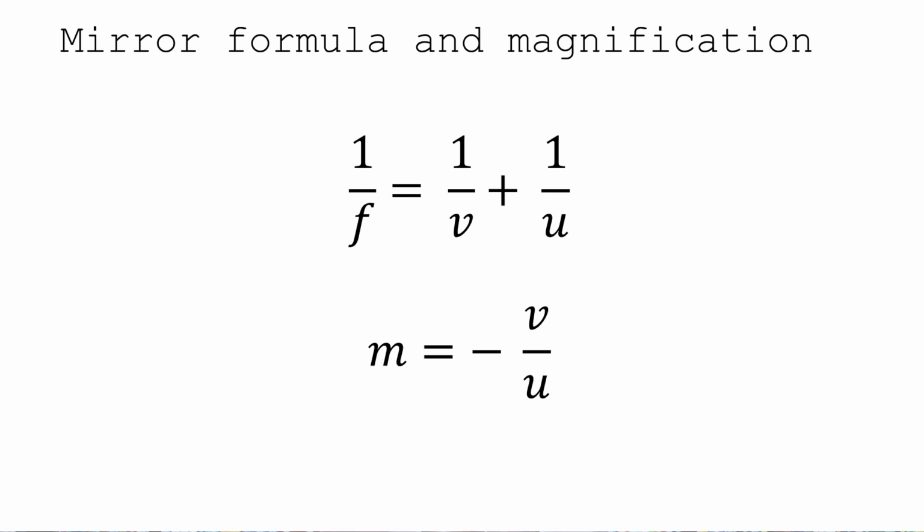According to the image formation, we are going to correctly apply the sign conventions. Object distance, u, is always taken as negative. v for the image distance and f for focal length will be taken as positive or negative according to the image formation. Magnification for a mirror is given by minus v by u. Mind you, when you are doing the numericals, always the unit for the final answer should be written.